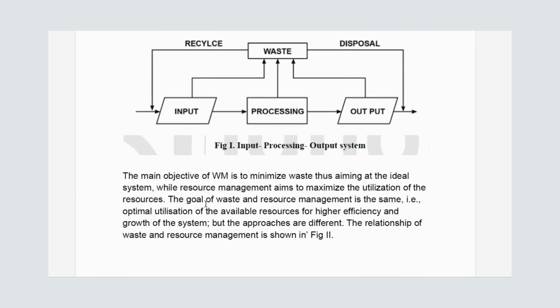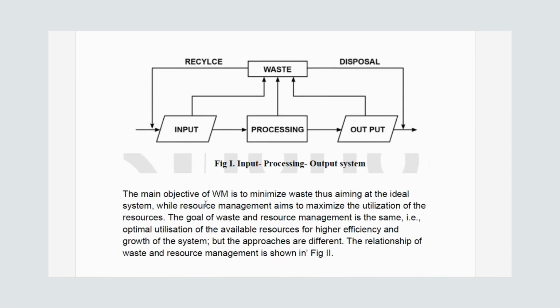Okay, so the main objective of waste management is to minimize the waste, thus aiming at the ideal system. While resource management aims to maximize the utilization of resources. So the goal of waste and resource management is the same. They both aim at optimizing the utilization of available resources for higher efficiency and growth of the system. The approaches are different, but their aims are the same.